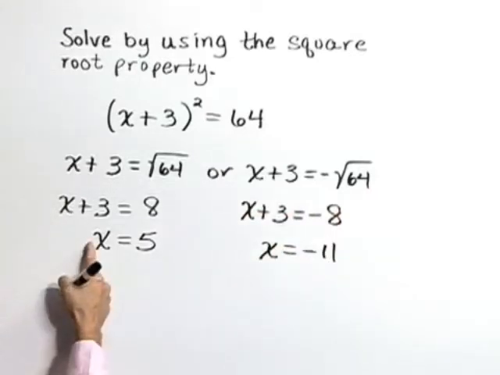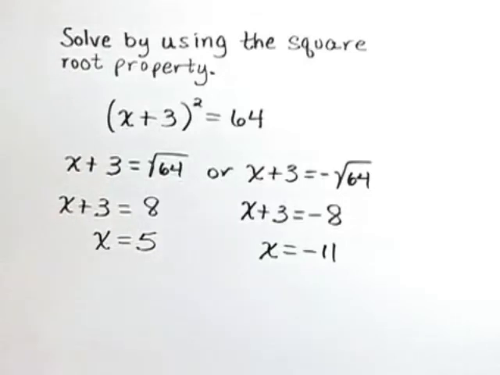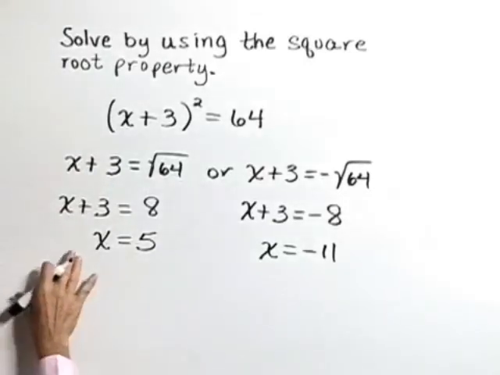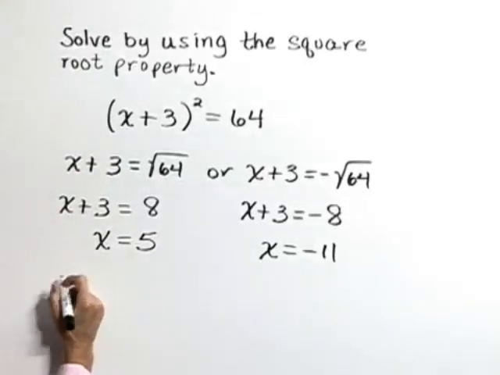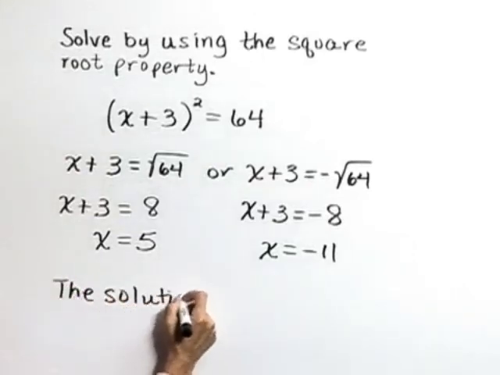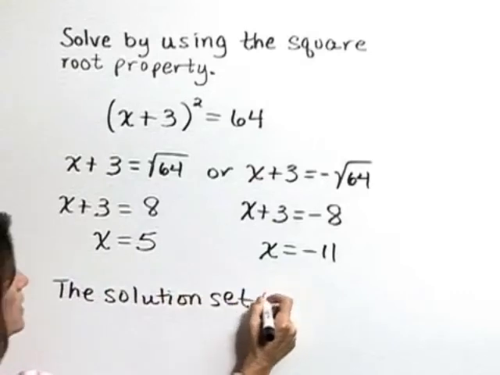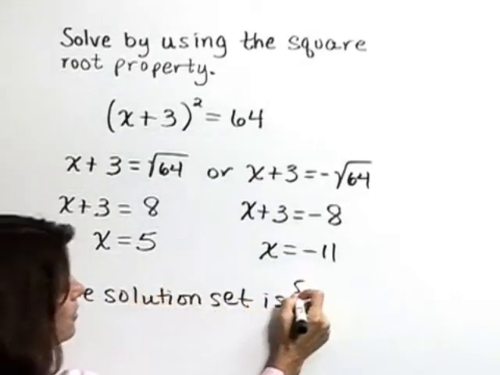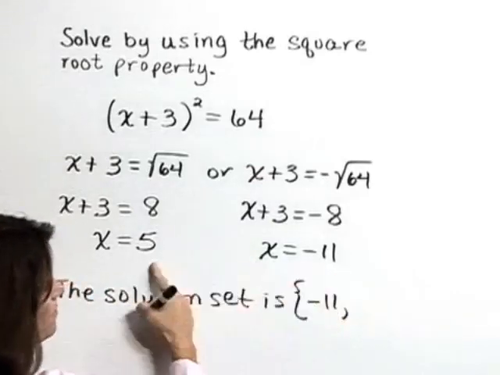It's a good idea to always check these solutions in that original equation. And if you do that, that check will verify that the solution set is both negative 11 and 5.